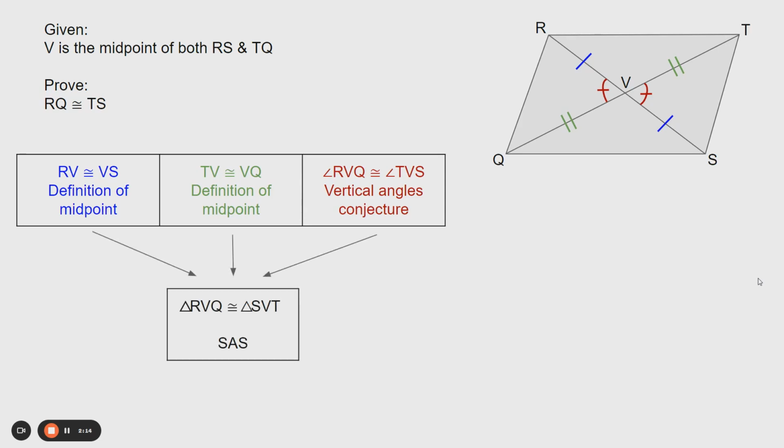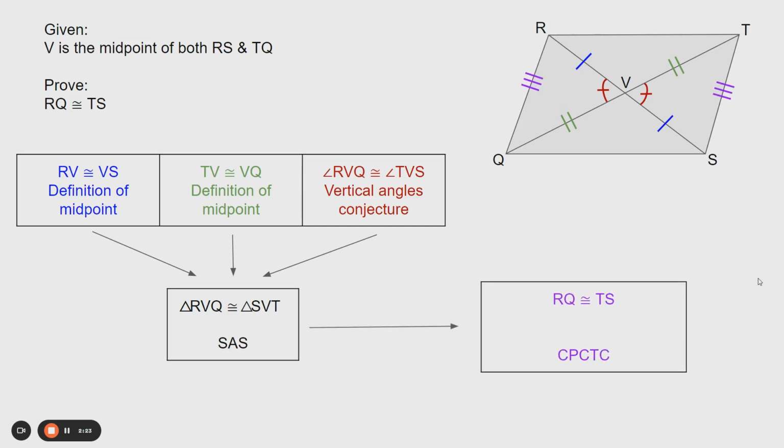And this means that triangle RVQ is congruent to triangle SVT by the side angle side conjecture, thus meaning that RQ is congruent to TS by CPCTC.